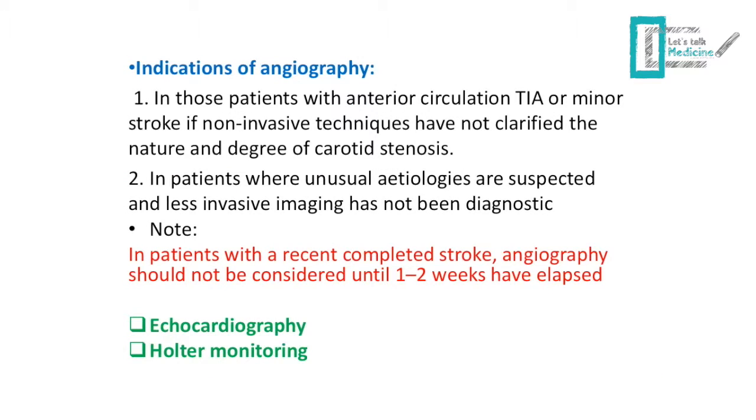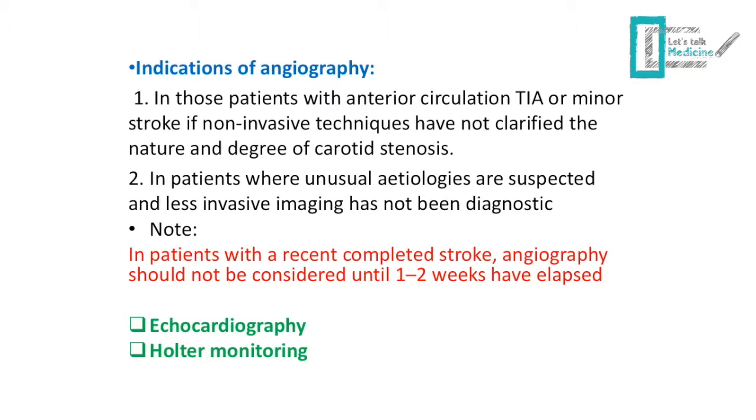We talked about angiography. Now let's take the indications of angiography. You basically use it in patients with carotid stenosis or carotid disease, in which the non-invasive techniques have failed to clarify the degree of the stenosis. So you did Doppler for a patient with carotid disease, and you cannot tell how big the plaque is or how narrowed the artery is. Then you go for angiography.